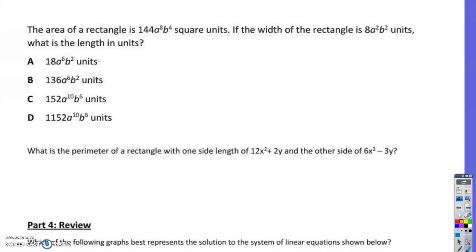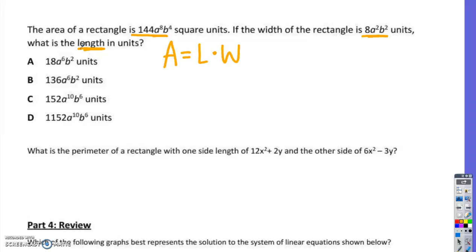Alright, over here, kind of like what we were working with in that last part 3 of the word problems, the area of a rectangle. Ooh, I love this one. Okay, so let's think again, the area for a rectangle, area is equal to length times width. It gives us the area. It says that the area is all of this business. If the width of the rectangle is this, what is the length? So basically it wants us to solve for the length.